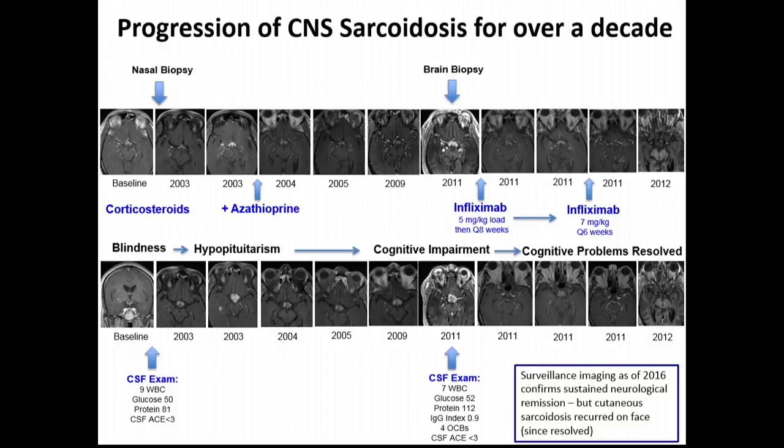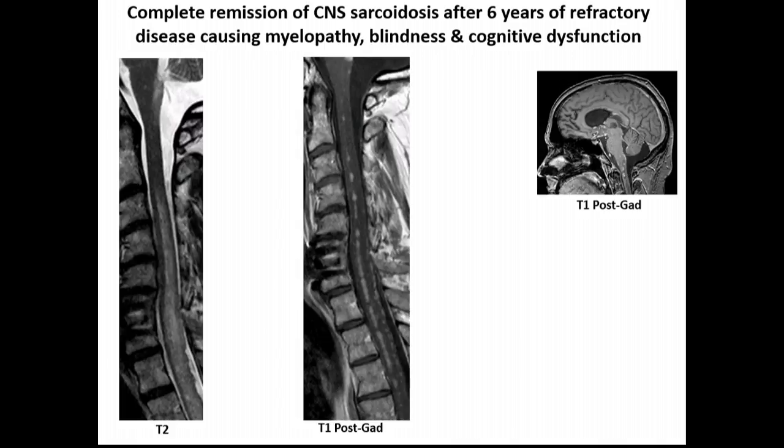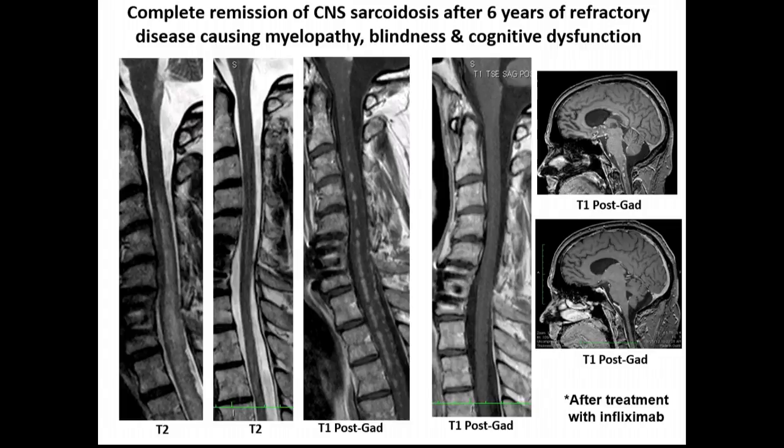Another example is this patient who had 6 years of refractory disease that caused bilateral no light perception. He's blind in both eyes, with a severe myelopathy. Once it started getting up into the subcortical regions, he started getting cognitive dysfunction as well. Nothing worked, not even mitoxantrone at one point, cytotoxic agents. And then with infliximab, he was able to go into remission for the first time in 6 years and stay in remission. I actually just saw him last week, and he's still in remission and doing well.